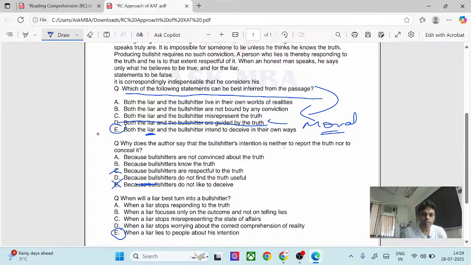Definitely guys, E is the answer here, and D is the answer here. The answer to this one is D, the answer to this one is E, and the answer to this one is B: when a liar focuses only on outcomes and not on telling lies.